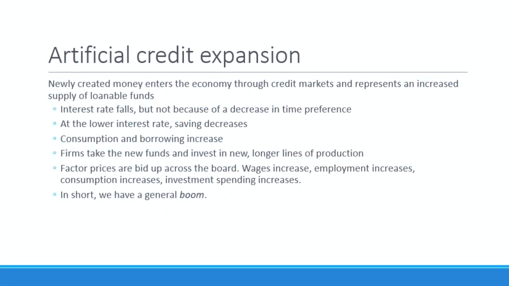As a result of this, factor prices increase. So entrepreneurs' demands for factors of production increase in the early stages of production. So now they create new capital goods and they increase their demand for labor in the early stages of production, which means that factor prices increase. Wages increase, employment increases, consumption increases, and investment spending increases. Not only do we have this boost in business in the early stages of production, but we also have a boom in the later stages at the retail end because of the increased consumption. So both at the retail end, but also in the earliest stages, there's this boom that happens.